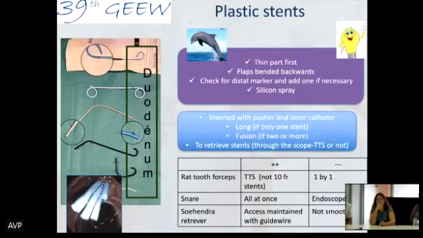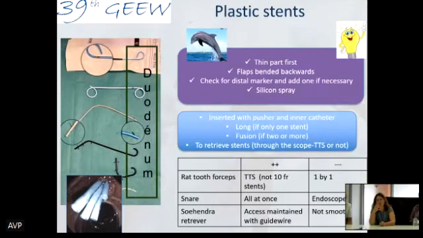The dolphin, the thin part first. And you can see when you look at the stents that it's not exactly the same on both sides. The part that goes inside the bile duct is more aerodynamic, and it looks like a dolphin nose. We put the flap bent backwards to decrease the migration rate inside the duct.